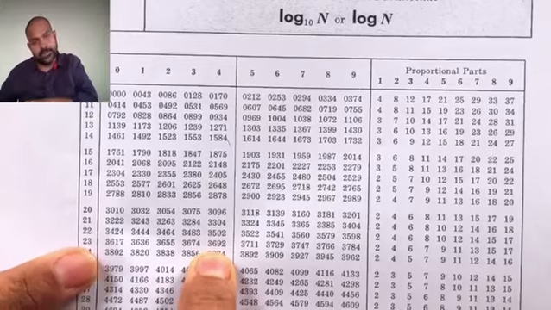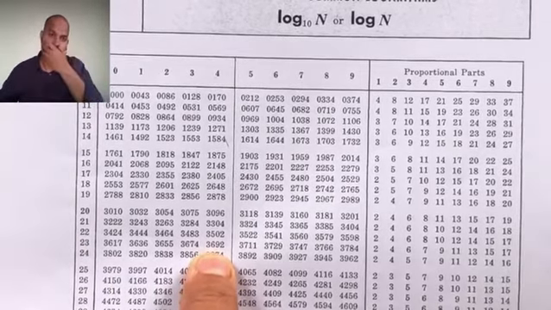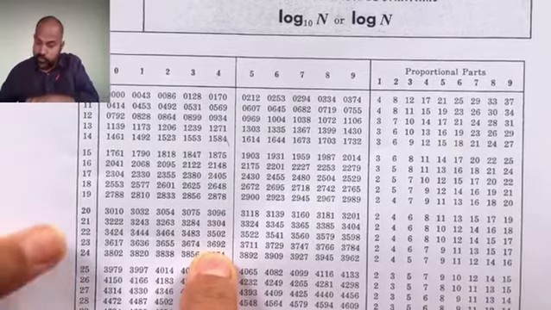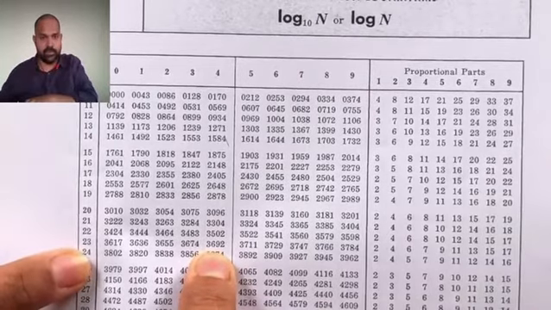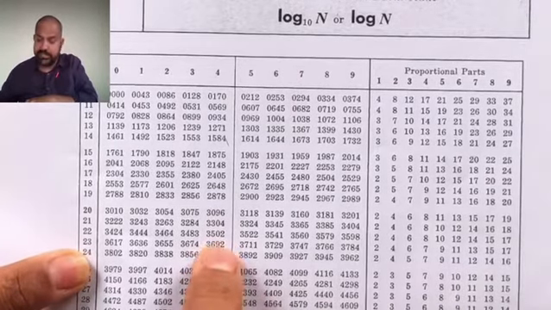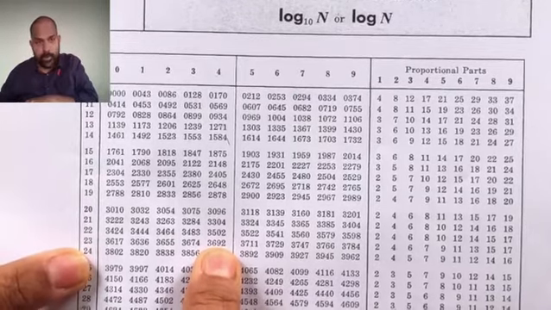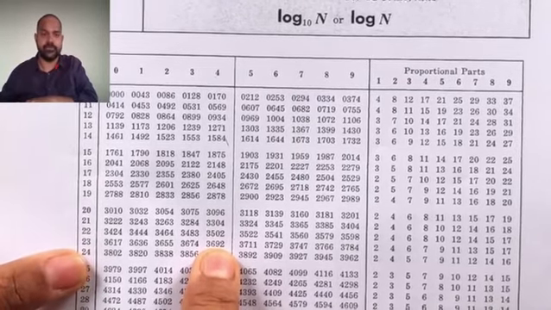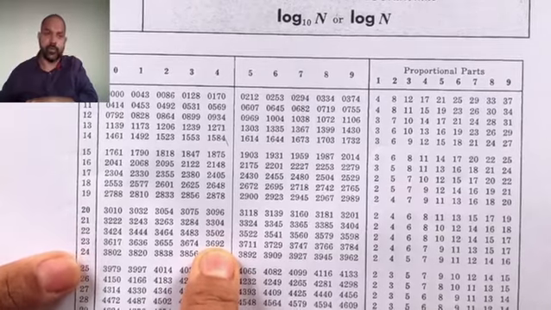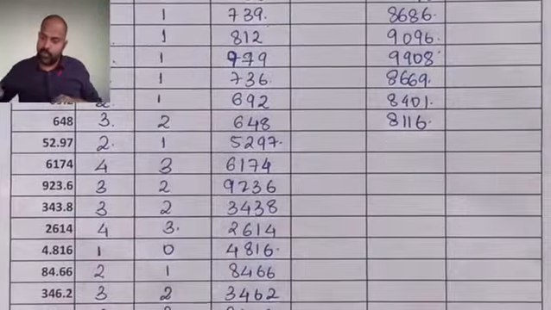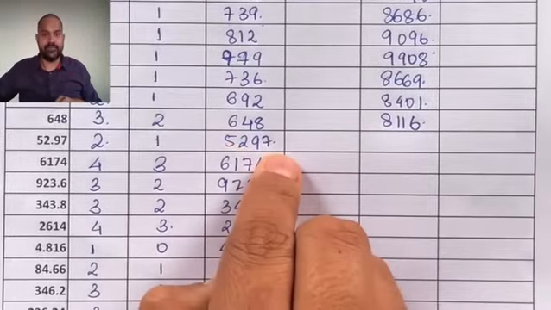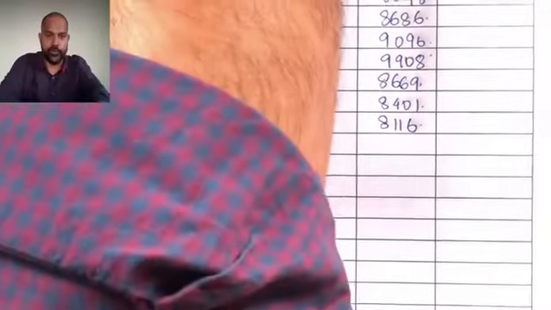Now the problem is, we have 4-digit numbers. So we will look for the first two digits in the first column, the third digit in the next column. What about the fourth digit? Well, this is what we are going to do. Our number is 5297.